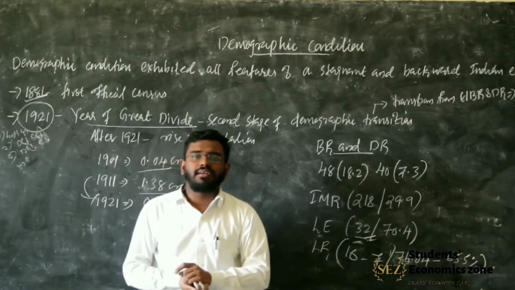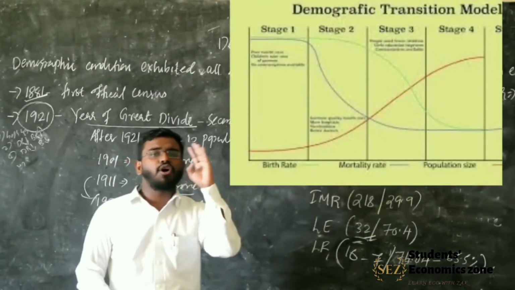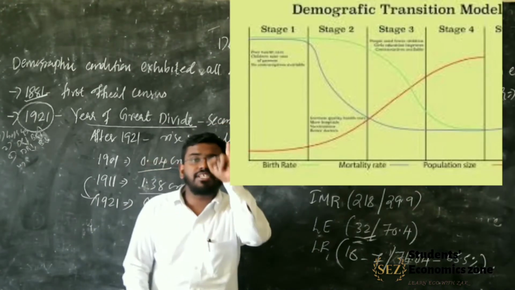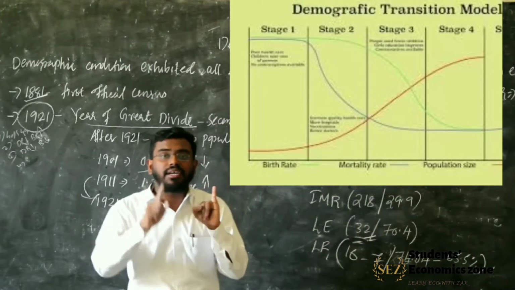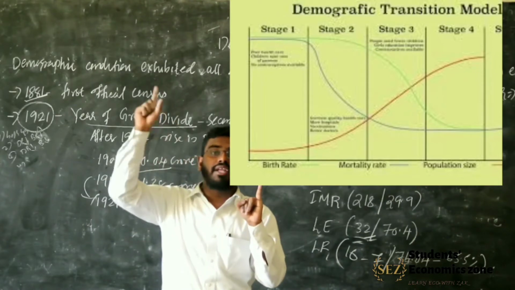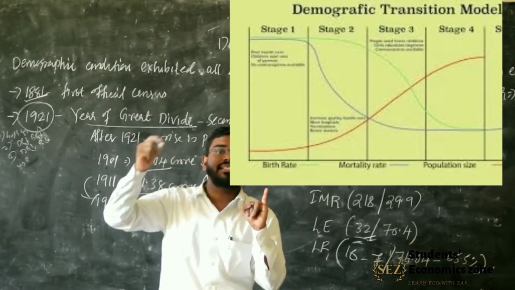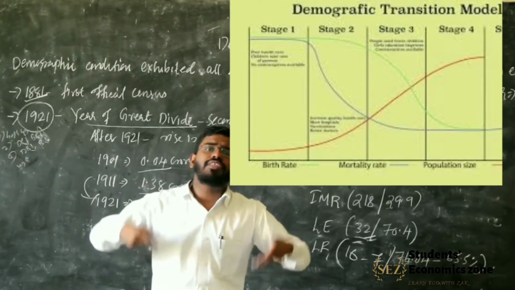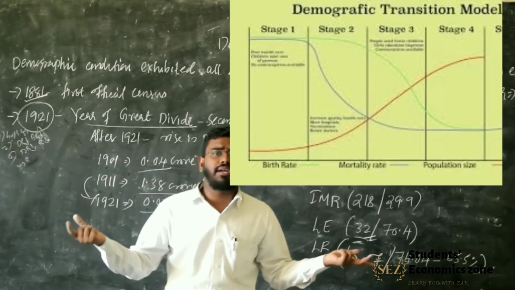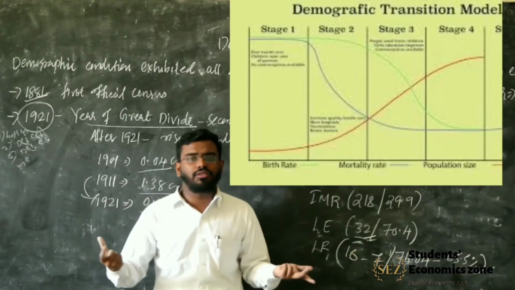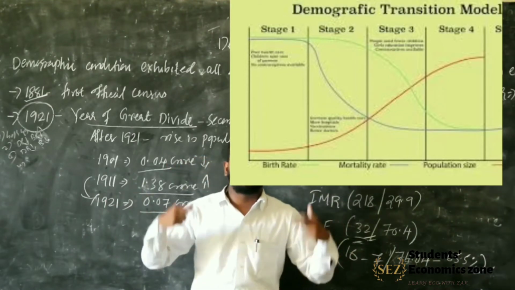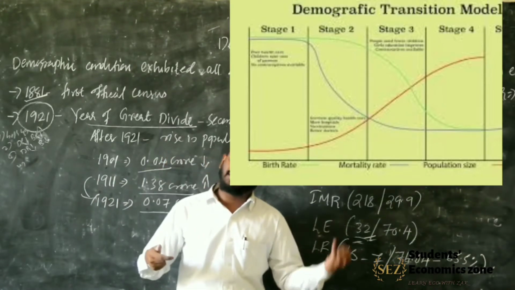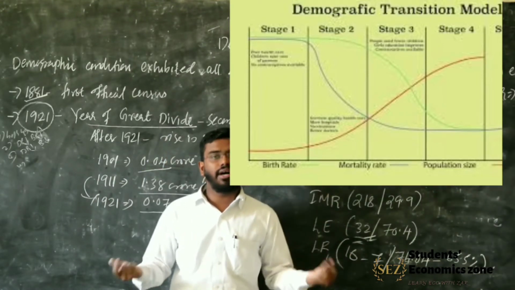So normally in economic theory, demographic transition has 4 stages. In the first stage, both birth rate as well as death rate will be very high. If both are very high, then we cannot predict what happens to the population growth. Sometimes population growth may increase, sometimes it may decrease, because death rate is high and birth rate is also high.